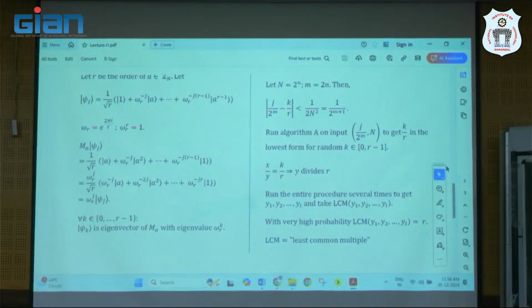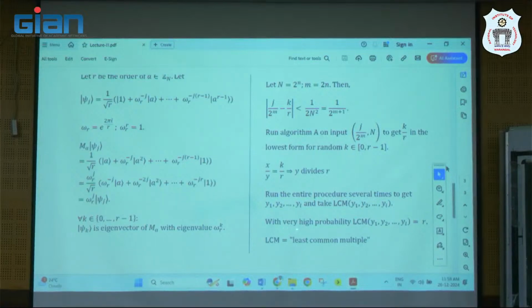Okay. So now what does it mean? If x over y is equal to k over r in the simplest form, y must divide r. Y must divide r. Yes or no? That means there is maybe some common factor between k and r that is cancelling, and we are getting x over y. That means Y must divide R. Correct?